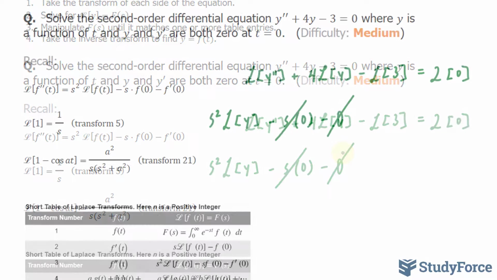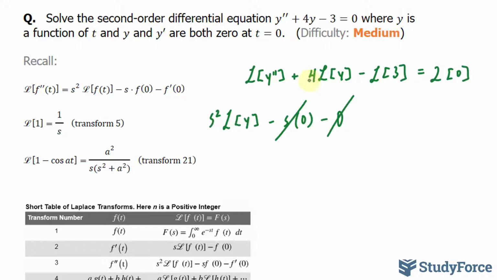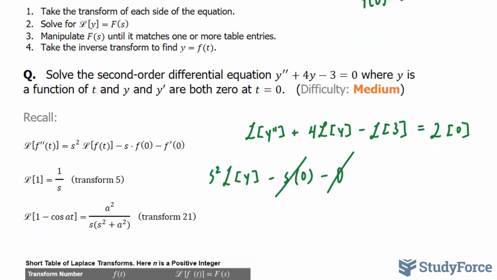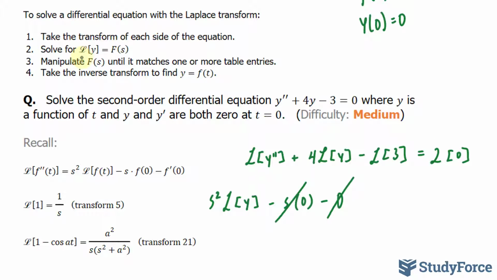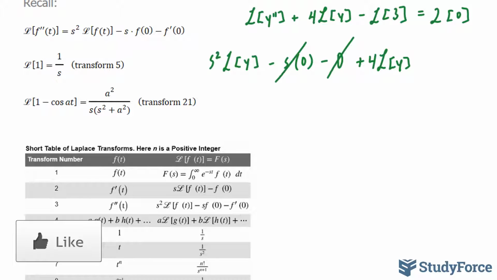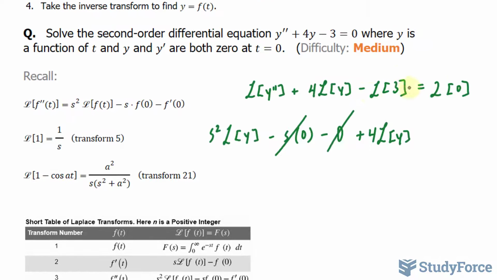These two go away. Next we have plus 4 times the transform of y. I'll leave that the way it is because in step number 2 they want us to solve for the Laplace transform of y. So I have plus 4 times the transform of y minus the transform of a constant 3. And according to our chart, if you have f of t is equal to a constant, in our case it's 3, the answer is 1 over s times the constant. So for this we'll write down minus 3 over s. It's like saying 3 times 1 over s. And this is equal to the Laplace transform of 0, which is 0.